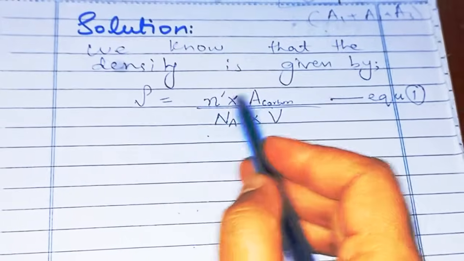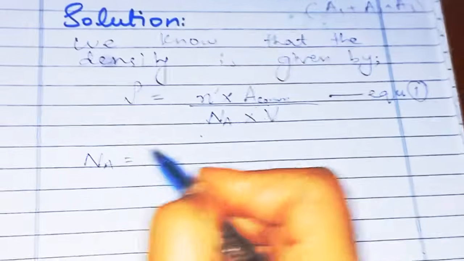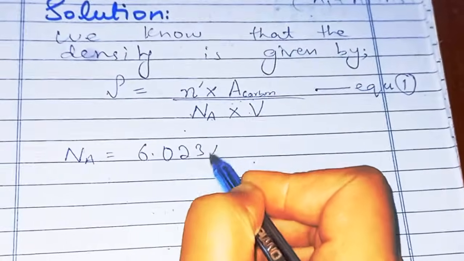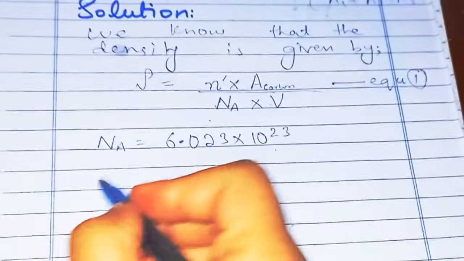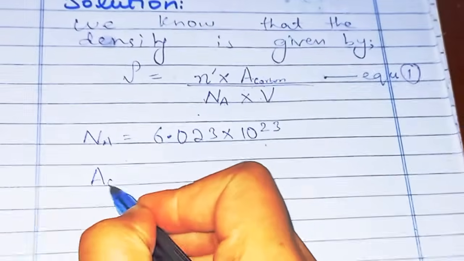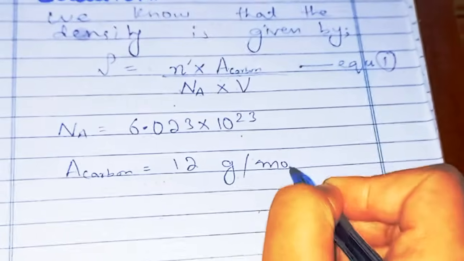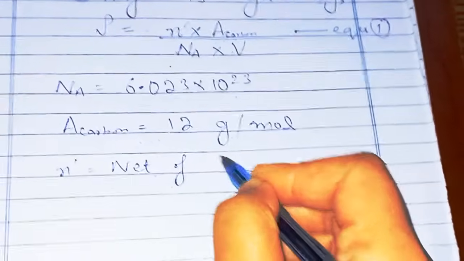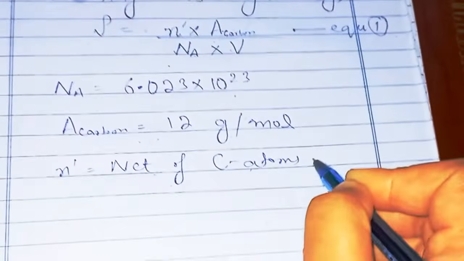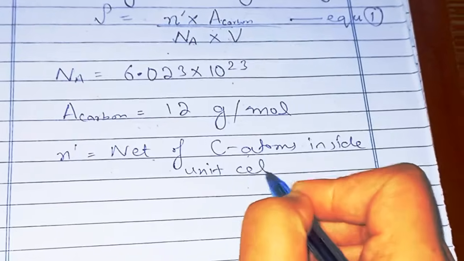Now let us see what these values are equal to. First of all, Na is Avogadro's number. Then the atomic mass of carbon is 12 grams per mole. Then we have N prime, which is the net number of carbon atoms inside a single unit cell.